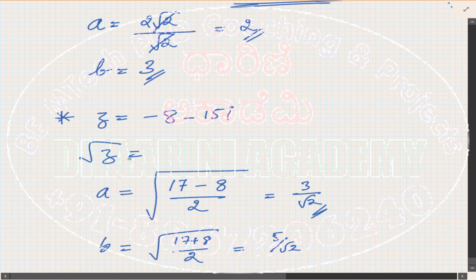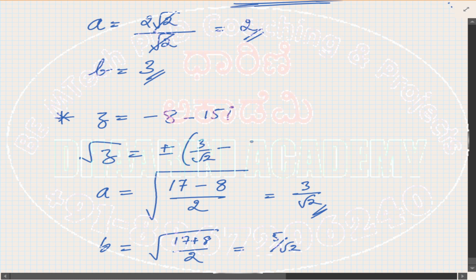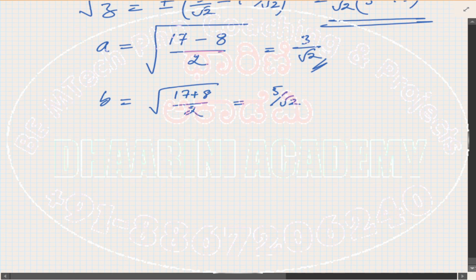So you can see now the root z becomes equal to plus or minus the a value, that is 3 by root 2. See the imaginary part is negative, minus 15i, correct. So only when minus comes, here minus will be there. I times 5 by root 2. So you can write plus or minus 1 by root 2 outside. This is 3 minus 5 times I. Are you okay? Next question.